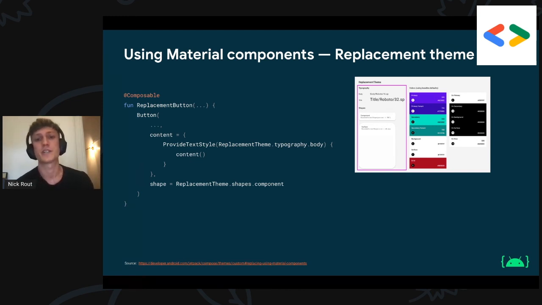We also then override the shape parameter to come from our replacement theme. What this is going to do is mean that our shape theming values and our typography theming values are going to be used in this button over and above the material theme ones. But importantly, because we've maintained the material theming color system, those colors will still be in place.